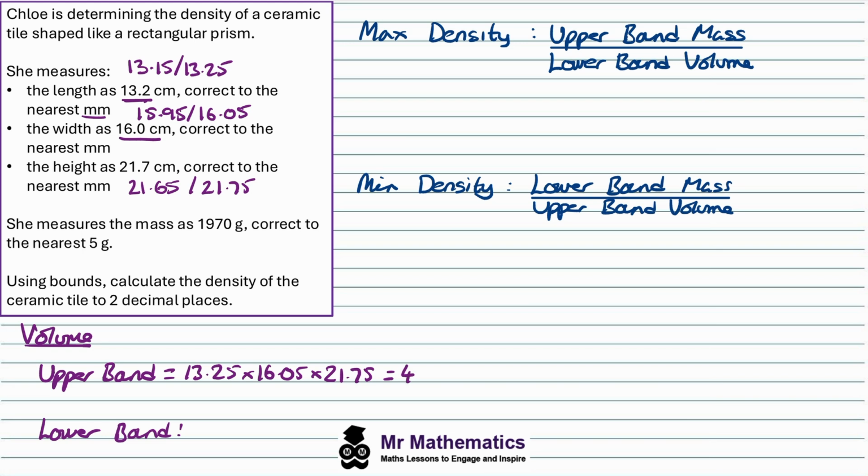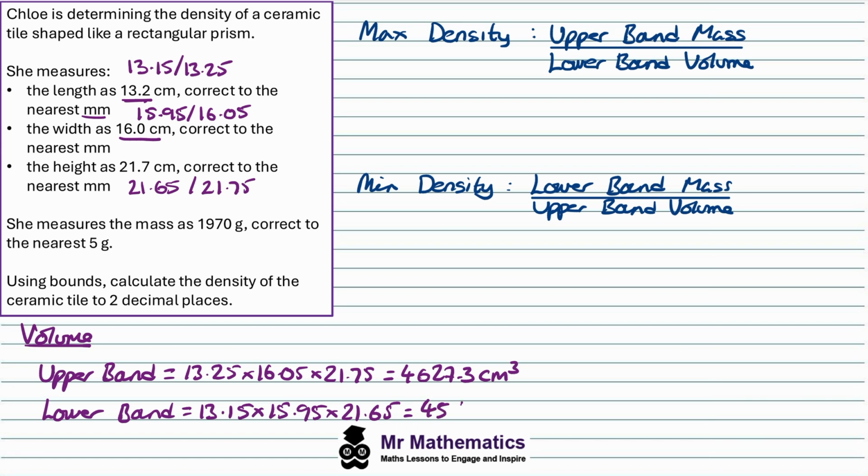And we'll get 4,627.3 centimeters cubed. To work out the lower bound, we'll multiply the 3 lowest values possible together. I'll just move this up. And we'll get the lower bound of a volume to be 4,540.20 centimeters cubed. And we also need to work out the limits of accuracy for a mass.